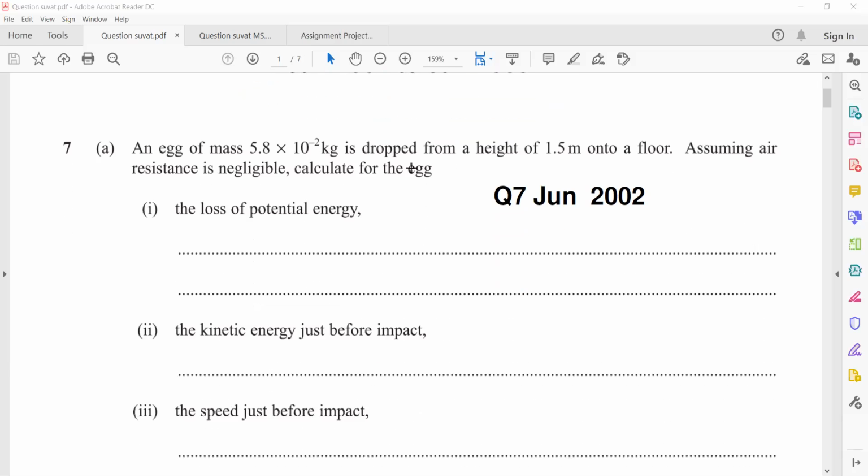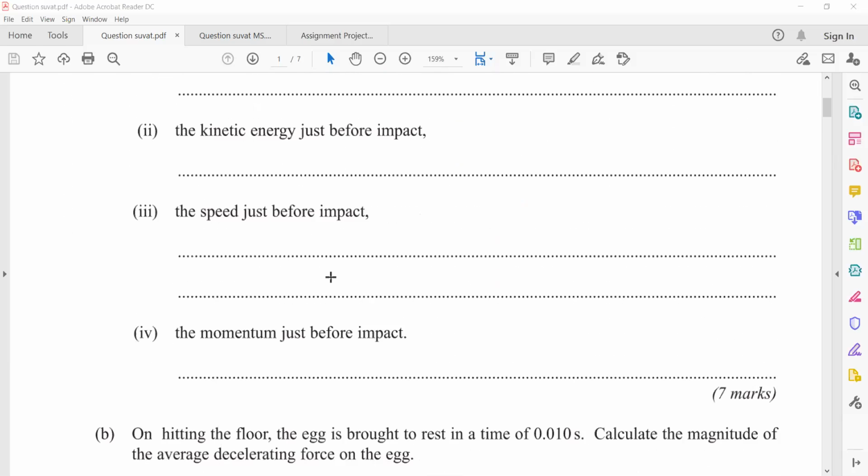An egg of mass 5.8 times 10 to the minus 2 is dropped from a height of 1.5 meters. Assume no air resistance, loss in potential energy. So potential energy is mgh. The potential energy will be equal to kinetic energy if there is no loss of energy. Speed just before impact: potential equals kinetic, so 0.5mv squared is equal to mgh. Using this we can find the momentum. Momentum is the product of mass and velocity, so we multiply the mass with the velocity which we calculated.